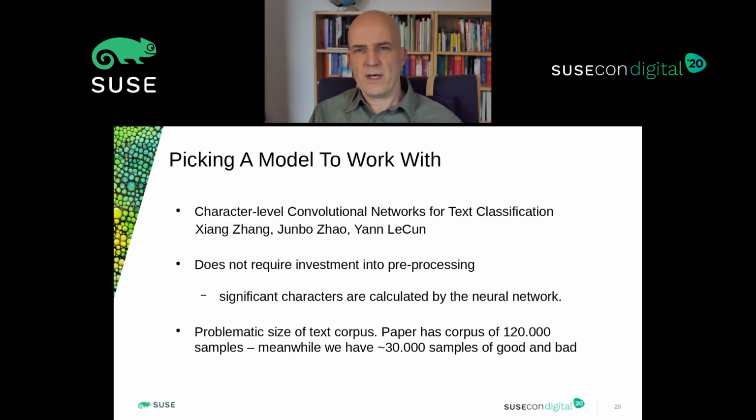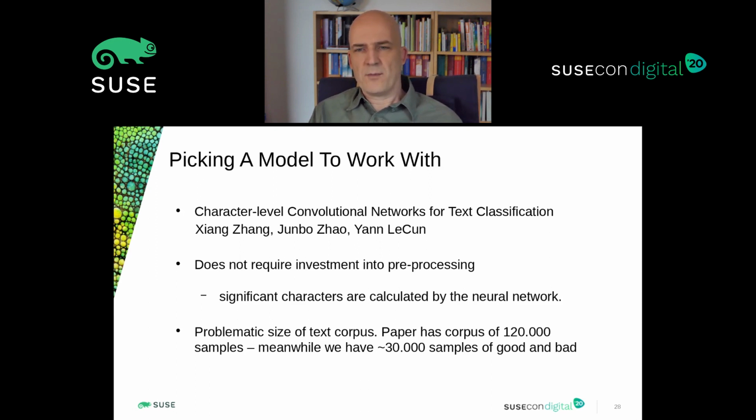And the good part about character level classification is that I don't need to invest into pre-processing. I don't have to make up my mind beforehand what are actually significant words or what are the specifics about the text that I have to care about. The characters that are significant for this problem are actually calculated by the neural network.